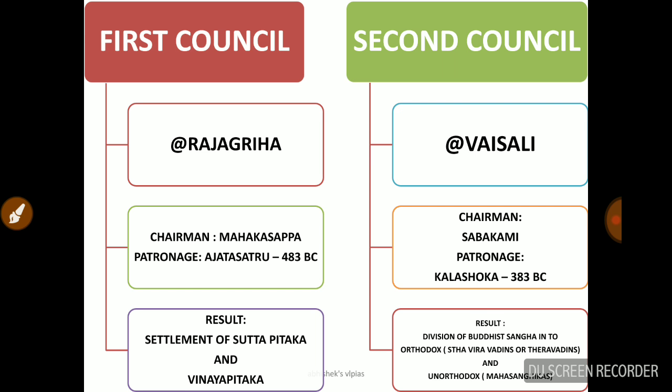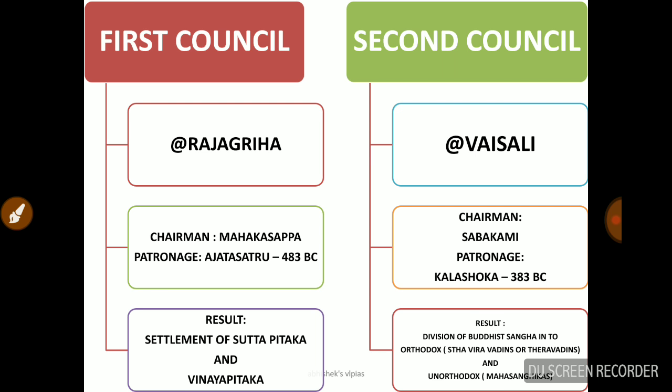If we talk about the first council of Buddhism, it happened in Rajagriha, and the chairman of this council was Mahakashyapa. The patron was Ajatashatru. Patron means the king at that time, Ajatashatru, and it was in 483 BC. The result of this council was the settlement of the Sutta Pitaka and Vinaya Pitaka. That means they discussed and created the Sutta Pitaka and Vinaya Pitaka during this time. That is the first council.